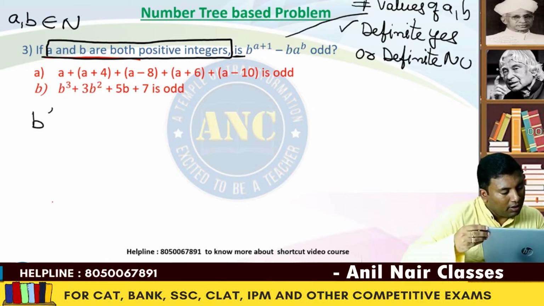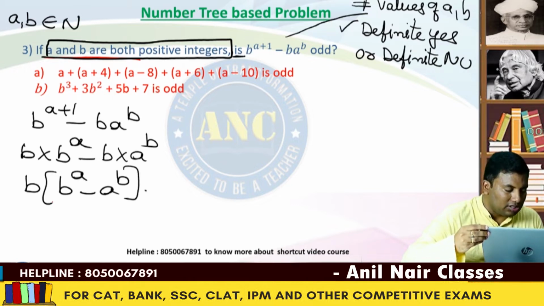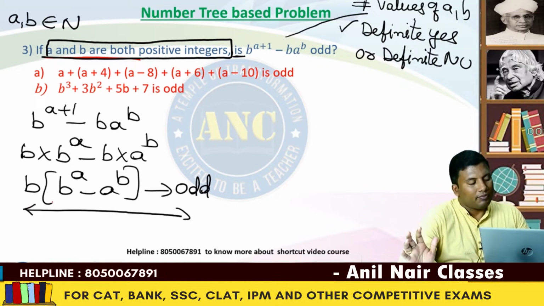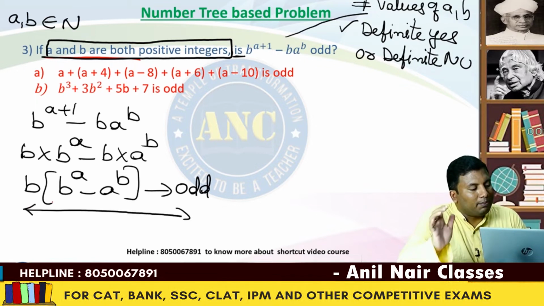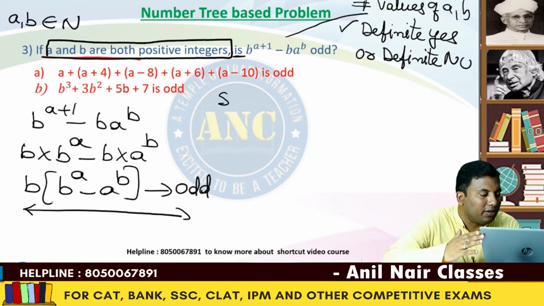Now B power A plus 1 minus B into A power B. This is nothing but B into B power A minus B into A power B, which is B into (B power A minus A power B). Is this expression odd? This is the question. Statement 1 alone.